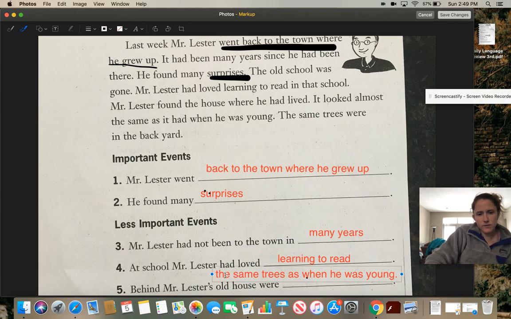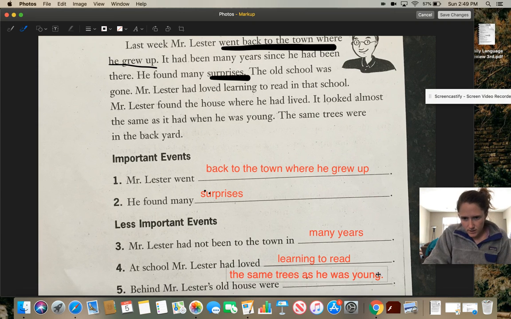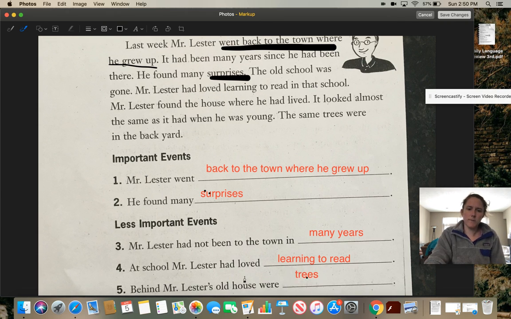Or you could just even write, behind Mr. Lester's old house were trees. You could even just write trees. So let me erase this and I'll make it easier because that blank is not very long. So, were trees.